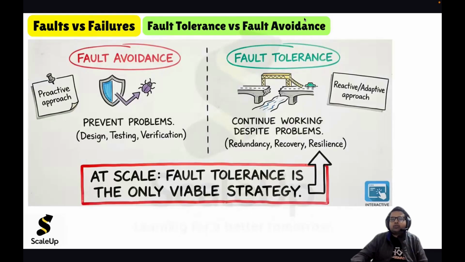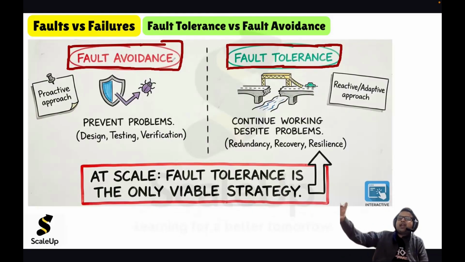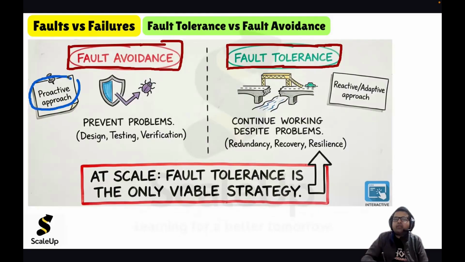So these two terms look very similar, because if I ask you the difference, you might get confused, because both are very similar: fault avoidance and fault tolerance. Now see, fault avoidance means we are avoiding the fault. Avoiding the fault means we are not at all letting the fault happen. So it's like a shield. It is not letting the fault happen. So it's a proactive approach wherein we do not let the fault happen at all.